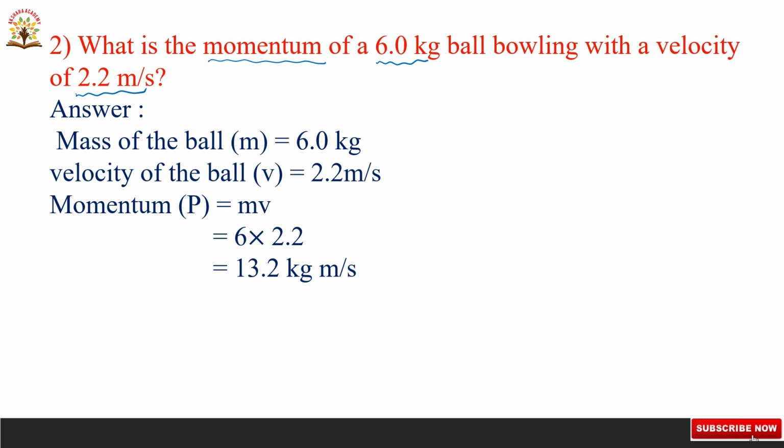Momentum is denoted by the letter P. Momentum is nothing but the product of mass and velocity. So P = m × v, where m is 6 kilogram and v is 2.2. So 6 × 2.2 is 13.2 kilogram meters per second, or we can write it as 13.2 newton second. This is the calculation of momentum. Final answer: therefore P is equal to 13.2 kilogram meters per second.